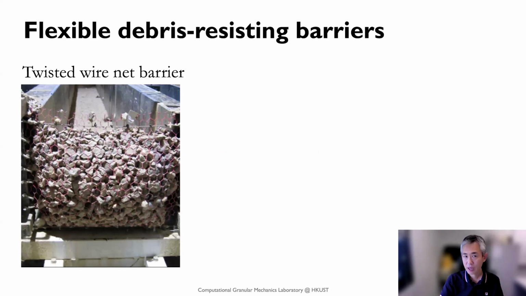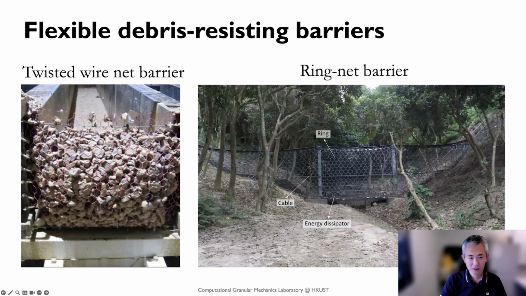But nowadays, the flexible debris resistant barrier has become very popular. There are two types of flexible debris resistant barrier. One is called the twisted wire net barrier, where you use steel wires and twist them together to form a network. The other is the ring net barrier, and you can tell from this picture that we have individual high strength rings, and then we connect these rings together using different kinds of strategies.